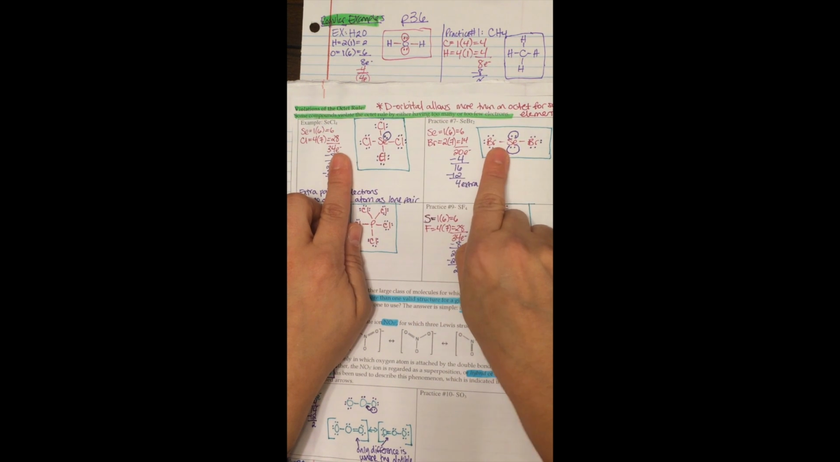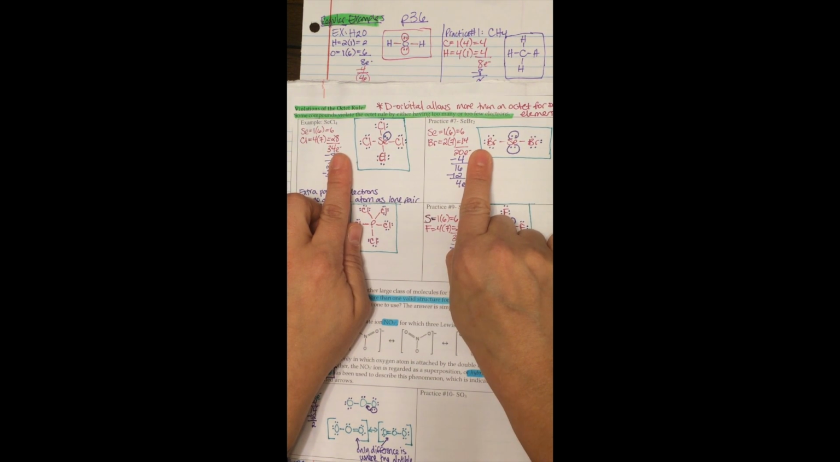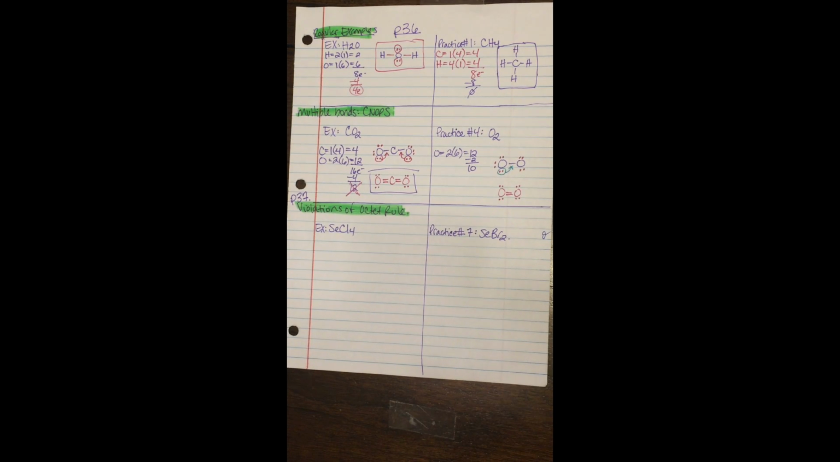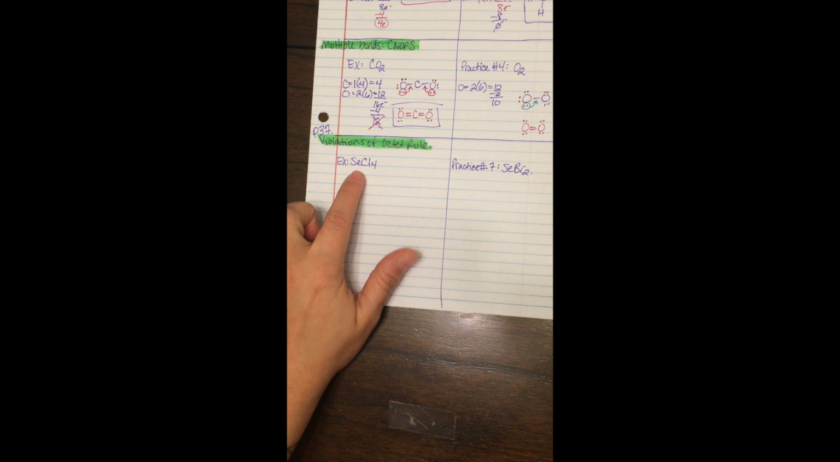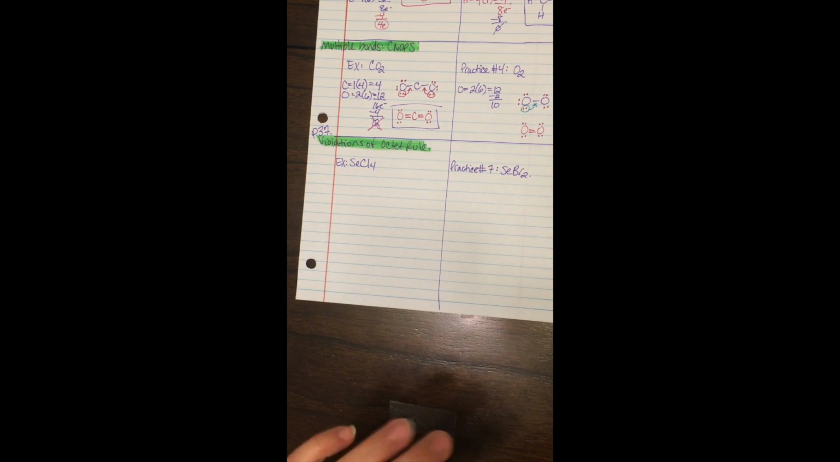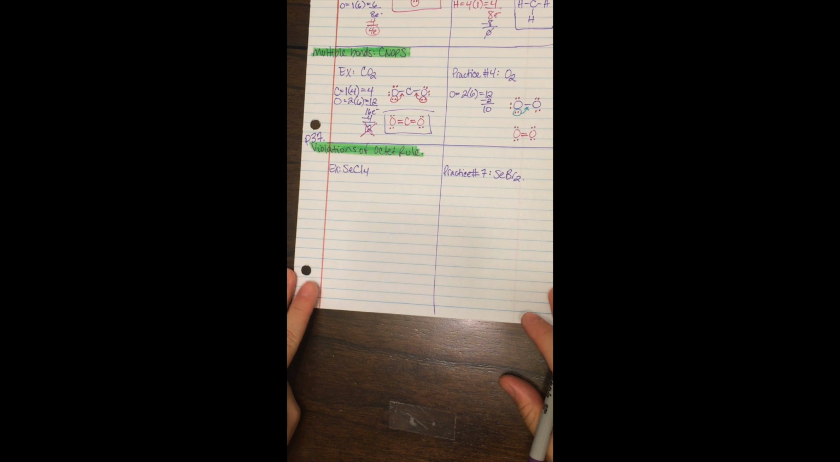So like we did before, I'm going to go over the first two problems, the example and one of the practices, and then the other two I would like you to stop the video and try on your own. Okay, so the first one is SeCl4. We're going to use the exact same setup as we have on all of the other ones.